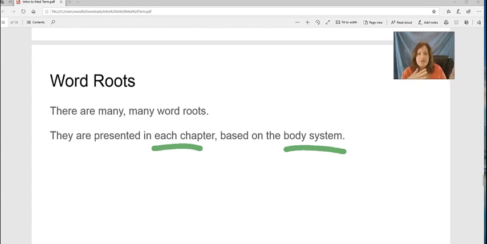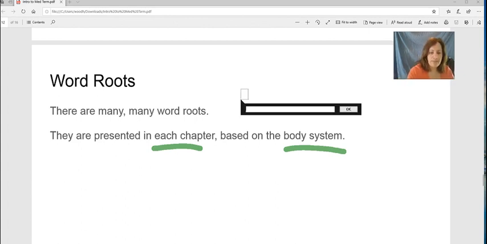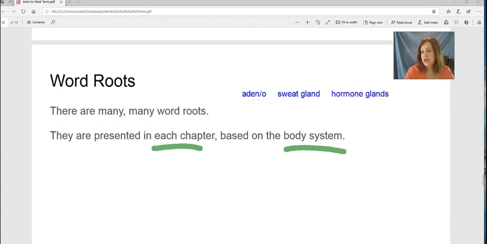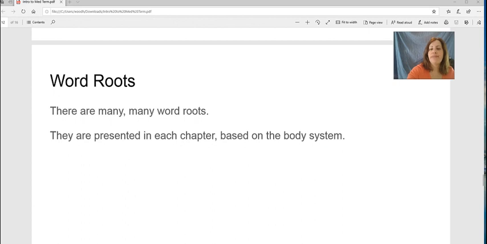Some words cross boundaries from chapter to chapter, like gland. Adeno. We have a sweat gland, which is part of the skin. But then you have glands that do hormones, which are part of the endocrine. So some words like adeno are going to cross modules.